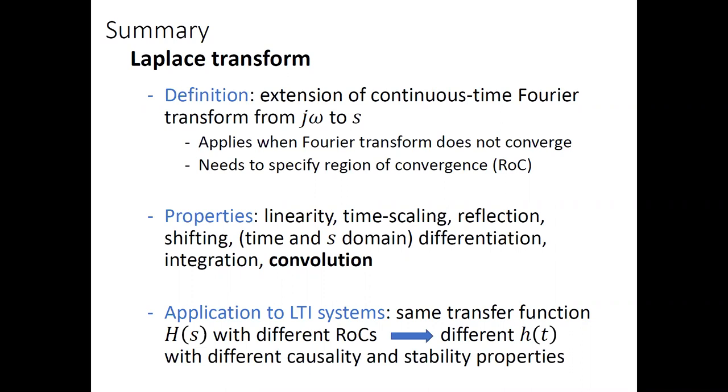We motivated the study of Laplace transform at the beginning using examples where the Fourier transform does not converge. And for Laplace transform, we not only need to write the function of s, but also need to specify the region of convergence. We always need to do that. We learned a set of properties associated with Laplace transform, and those properties also hold for the Fourier transform as a special case. Linearity, time scaling, time reflection, time shifting. So time reflection is a special case of time scaling when the scaling factor a equals minus one.